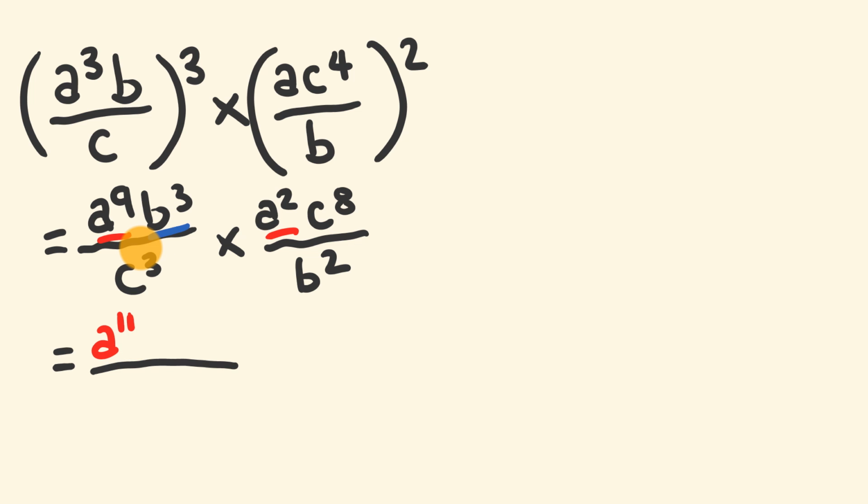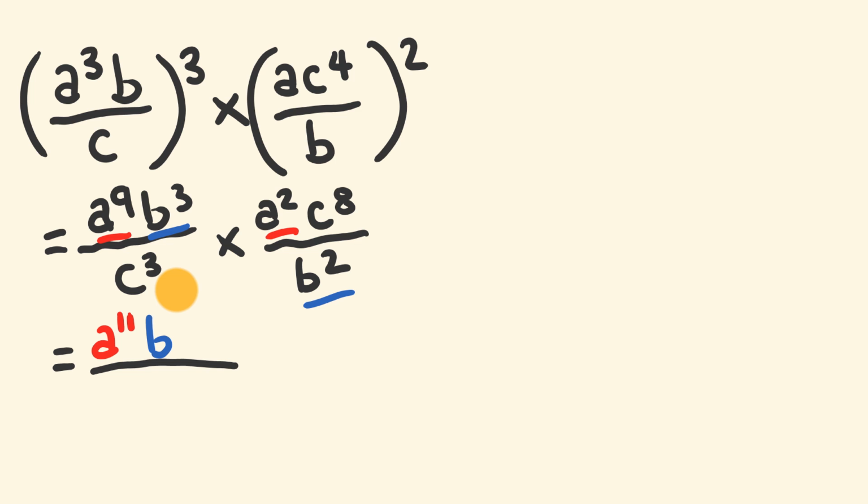Next, we have the b's. We have b to the power of 3 over here, that's being divided by b to the power of 2. b to the 3 divided by b to the 2 is equal to b to the 1. So we don't bother putting that one there, we just leave that as b.